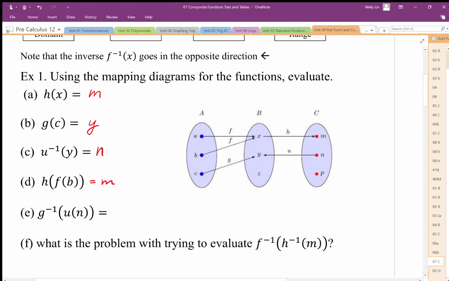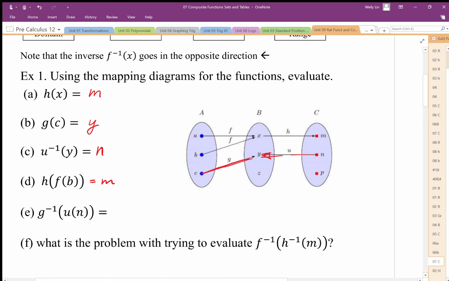For the inverse of g, take a look at g instead of going in this direction. We're going to start from the inside first, so look at the u function. We start with n, our output is y, and we're going to use the inverse, so we're going to go in this direction for g. So we input y, our output is going to be c.